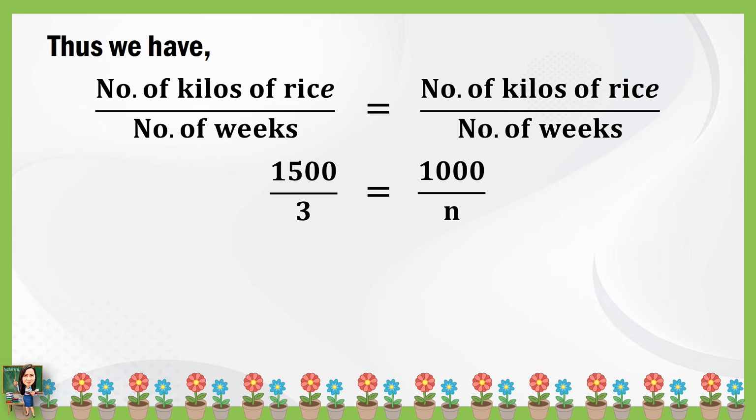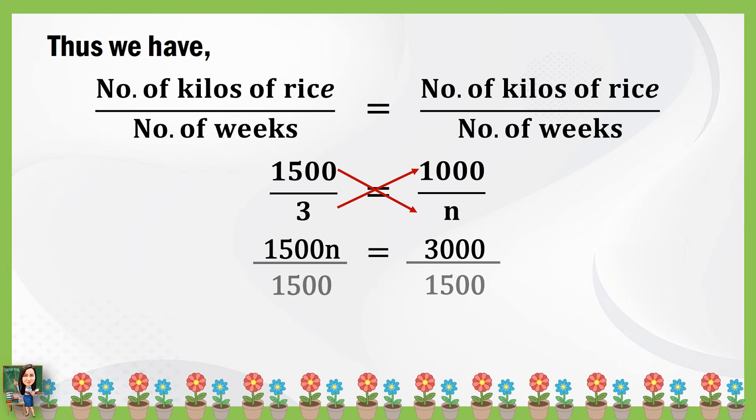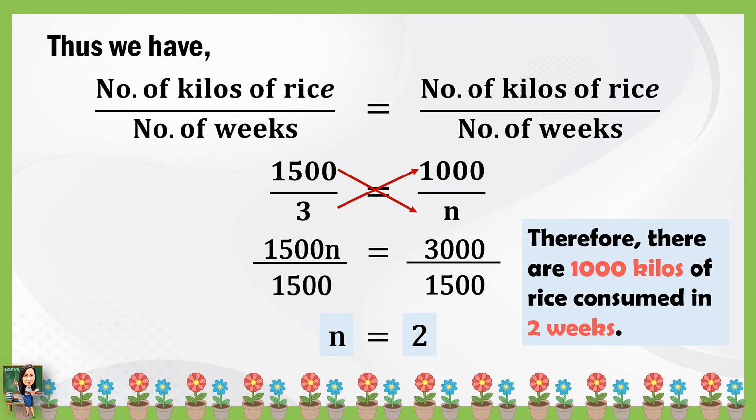Now let's use the cross product. 1,500 times n equals 1,500n, and 3 times 1,000 equals 3,000. Now, divide both by 1,500. 1,500n divided by 1,500 equals n. Then 3,000 divided by 1,500 equals 2. So the value of n is 2. Therefore, 1,000 kilos of rice will be consumed in 2 weeks.